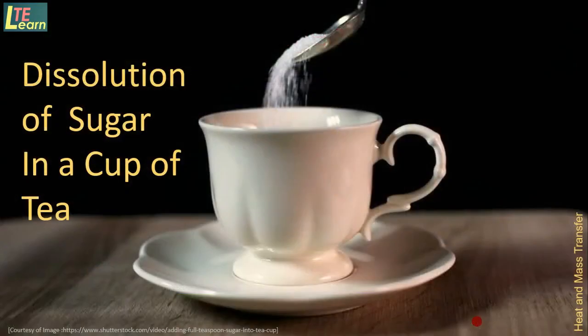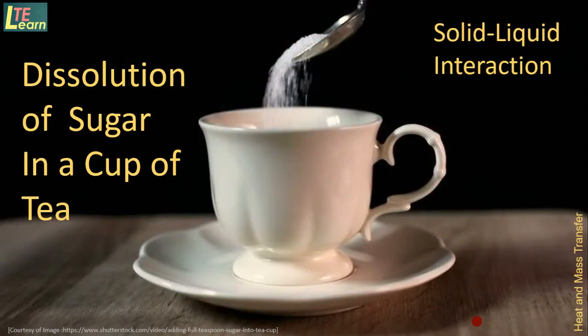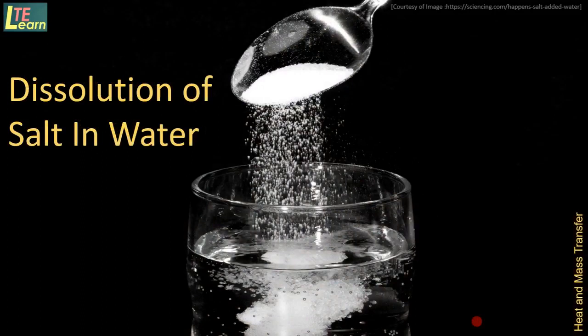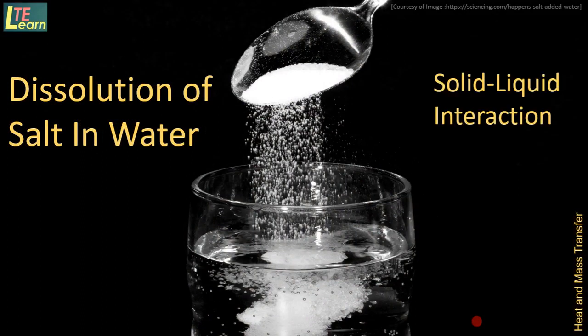In case of dissolution of sugar in a cup of tea, sugar in a solid form is added to tea in a cup that is in a liquid form, so it is a solid-liquid interaction type mode of mass transfer. It is also the same way for dissolution of salt in water.